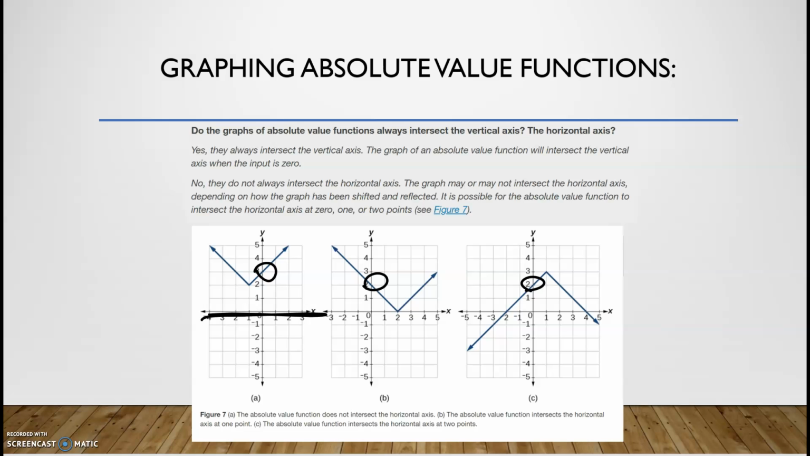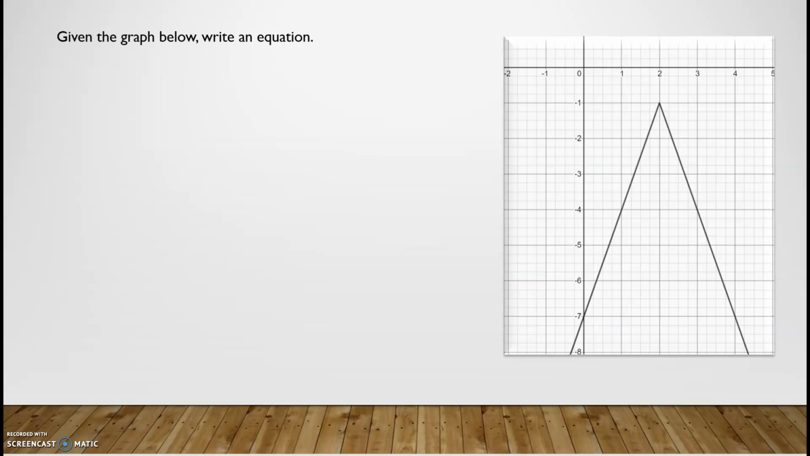Notice here, the graph has not crossed over the x-axis. Here, it hadn't really crossed over, but it barely touched it. So since it touched it, we can say it intersected. And here, it intersected the x-axis, or the horizontal axis, here and here. So yes, it'll always cross over the vertical axis, but no, it won't always cross over the horizontal axis. It just depends on the graph.